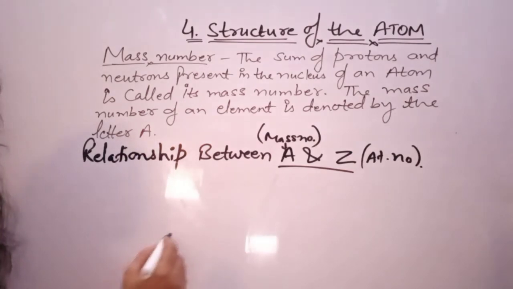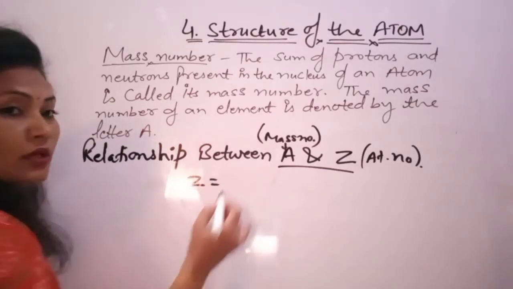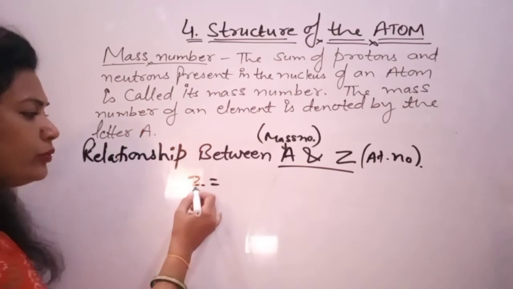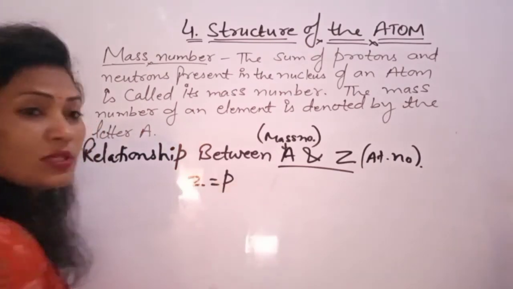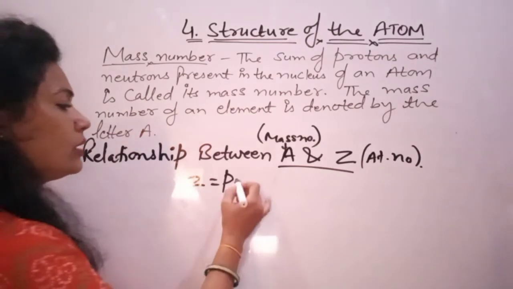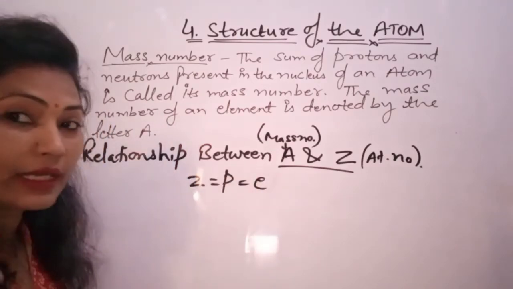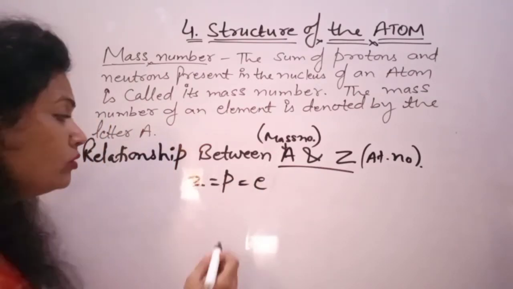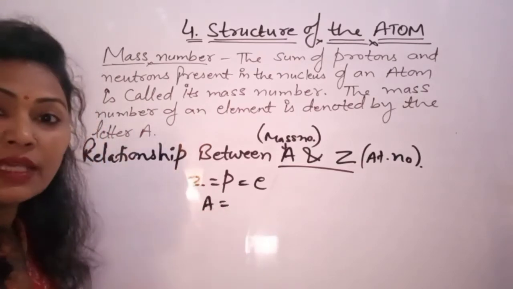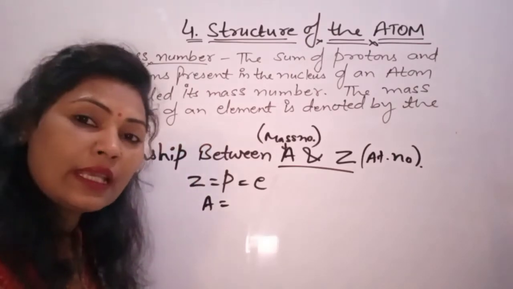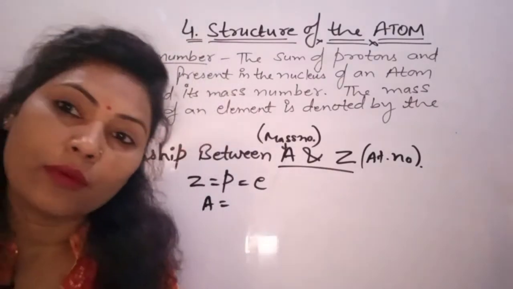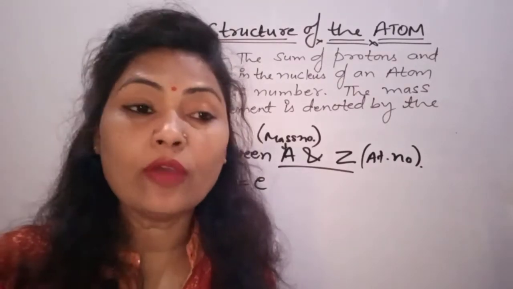You can write that Z equals the number of protons. Z means atomic number, so atomic number equals the number of protons. That relationship you can write, and the number of protons is equal to the number of electrons, that I told you already. Now you can write that mass number, A, is equal to the number of protons plus the number of neutrons.